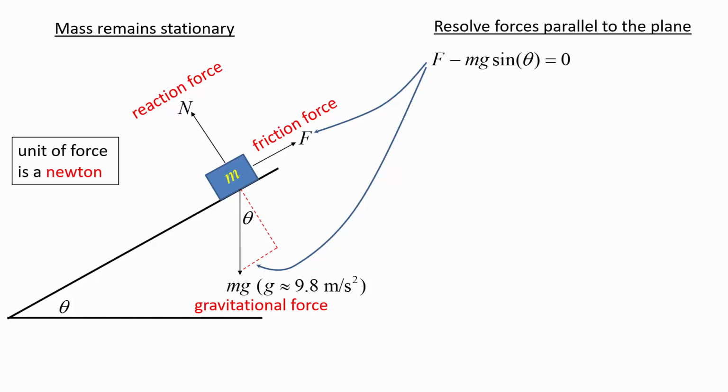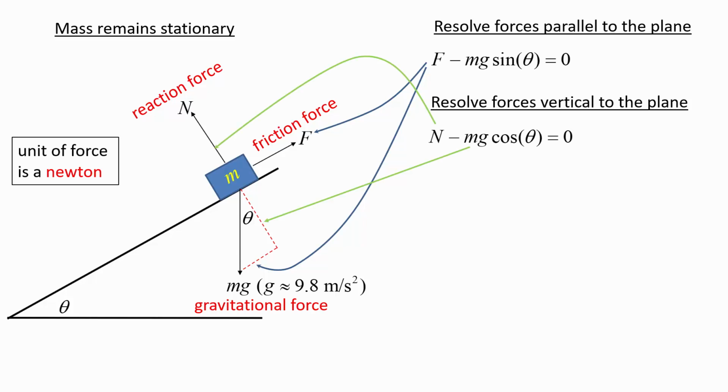labelled mg sine theta. And of course, since the object is in equilibrium, the forces in the parallel direction, parallel to the plane, balance. So we can write that F minus mg sine theta equals 0.